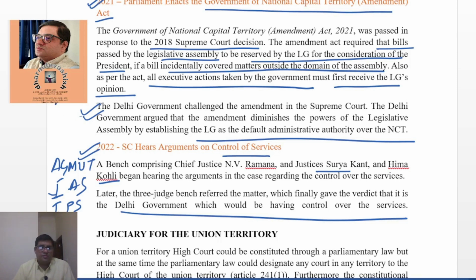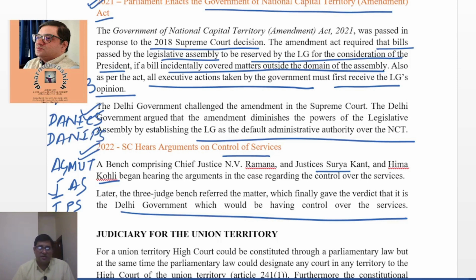These are Group B services, DANICS and DANIPS. Delhi Andaman and Nicobar Islands Civil Service, and Delhi Andaman and Nicobar Islands Police Service. These are the Group B services.